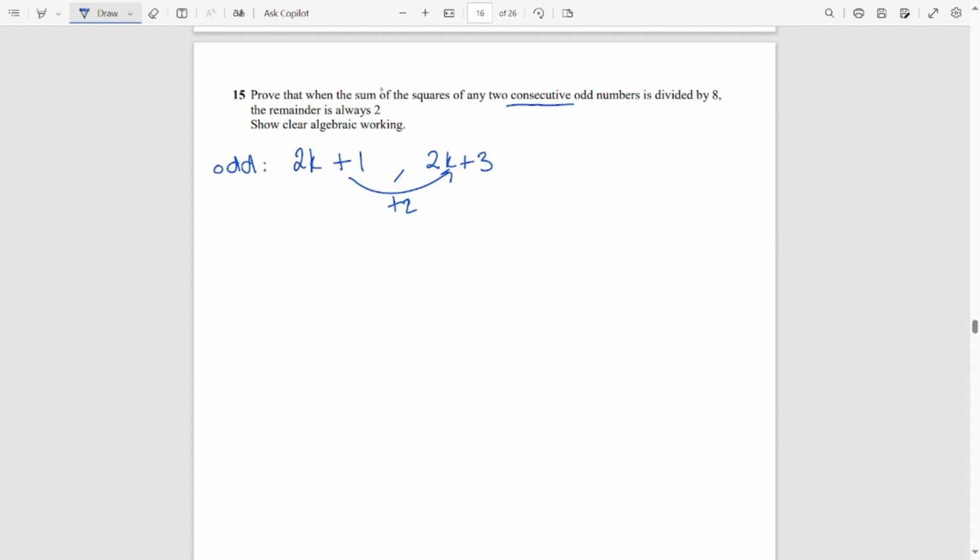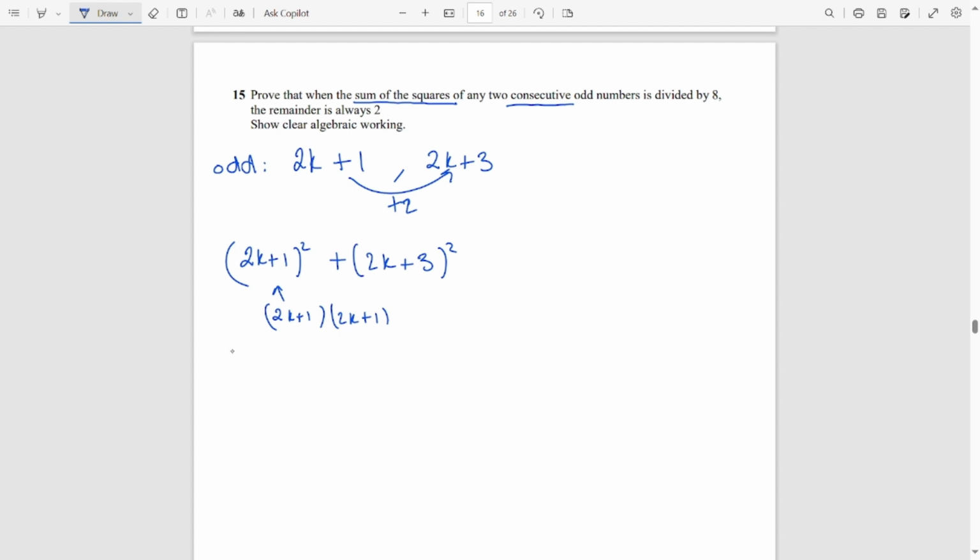So prove that when the sum of the squares, so I need to square both of these and add them together. So (2k plus 1) squared plus (2k plus 3) squared. So let's square out that first bracket. This is 2k plus 1 times 2k plus 1. So what you're doing is expanding out this bracket here. You can use FOIL, you can use smiley face, or you can use a grid, whatever you like.